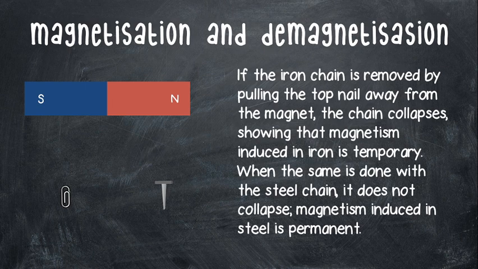So here I have two kinds of material. The first is iron, which is the nails, and the second is steel, which is the paper clips. Let's see what happens with the nails. When the first nail is removed, the other nails collapse. It means that there is no magnetism left. And then let's see what happens with the paper clips. When the first paper clip is removed, the other paper clips still remain like that. It means that the paper clips still have magnetism.